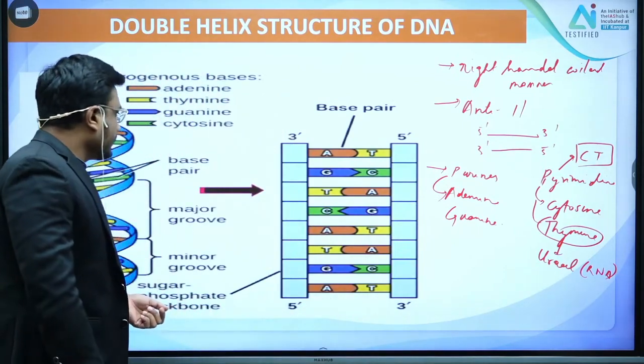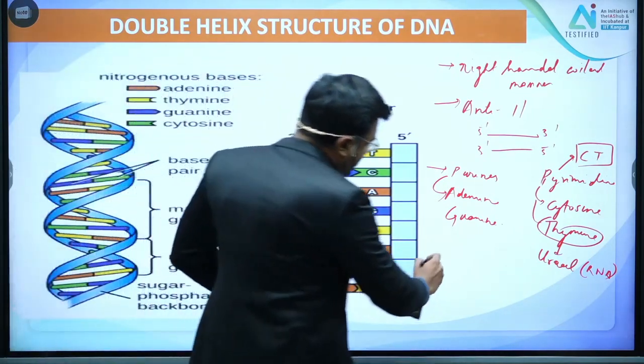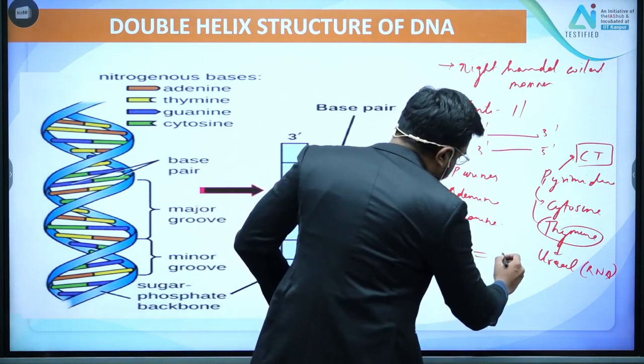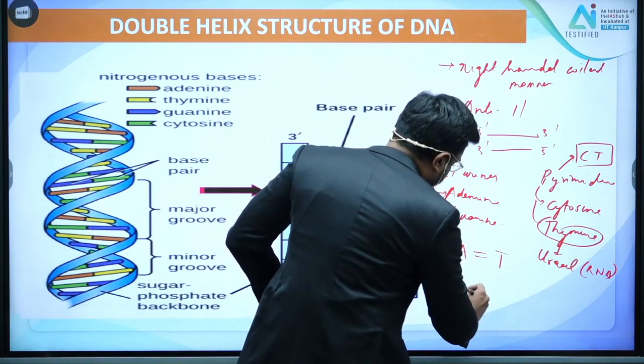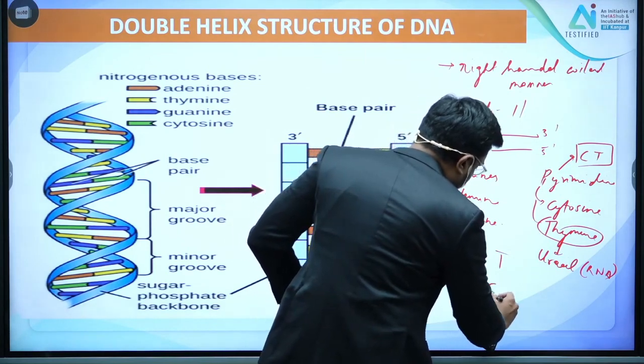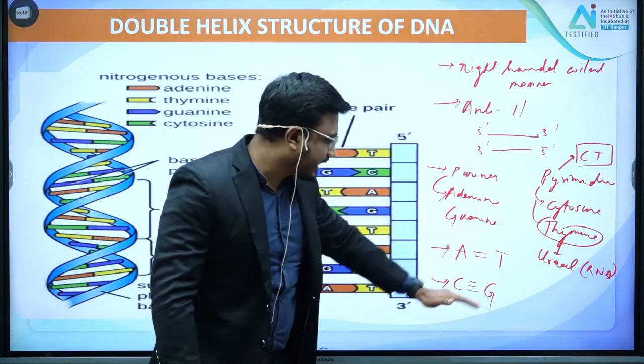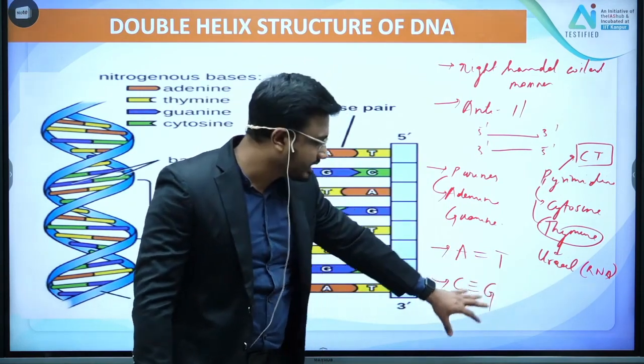Now another important feature is that adenine pairs with thymine, and cytosine base pairs with guanine. So adenine base pairs with thymine, and cytosine gets base paired with guanine.